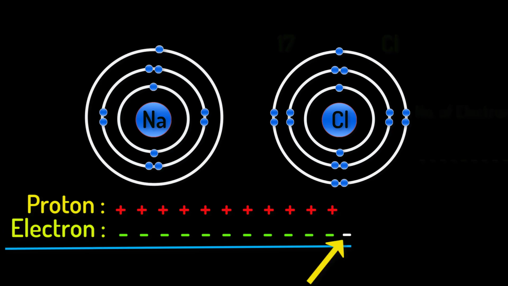For taking 1 electron, 1 minus ion will form. For taking 2 electrons, 2 minus ion will form. And for taking 3 electrons, 3 minus ion will form.